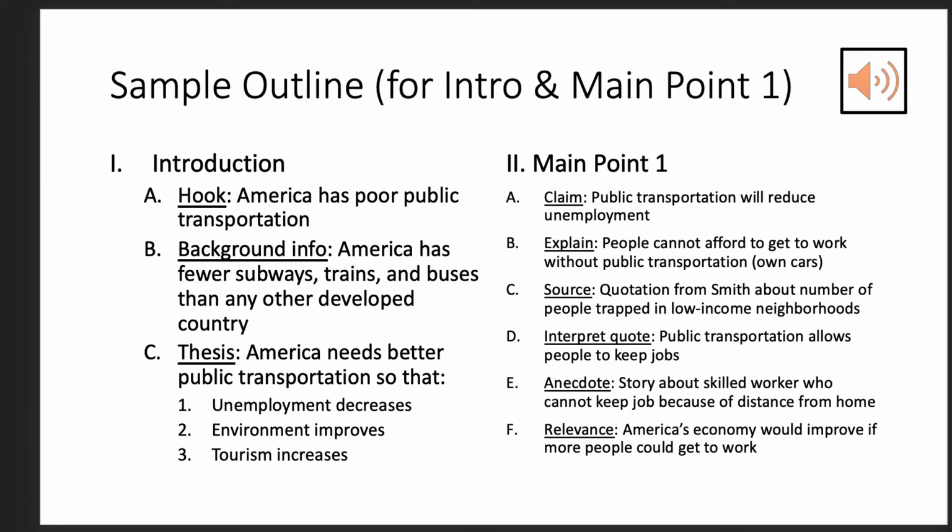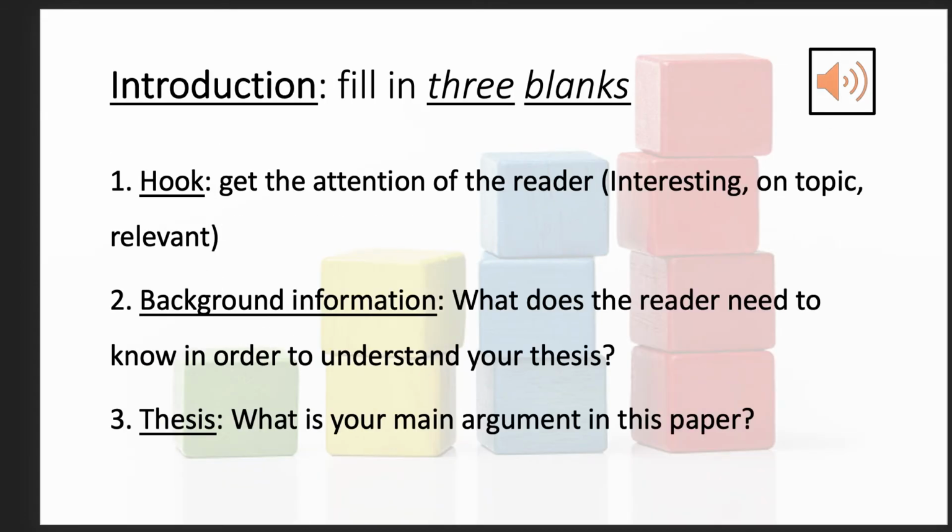B, background info. America has fewer subways, trains, and buses than any other developed country. If you have a stat to share, that would be great. C, thesis. America needs better public transportation so that unemployment decreases, the environment improves, and tourism increases. So that's what we're talking about with these 3 blanks.